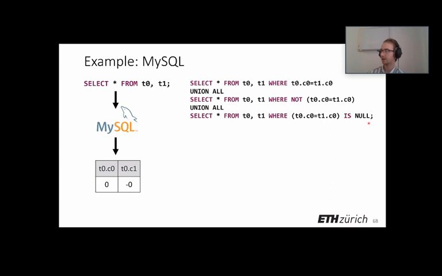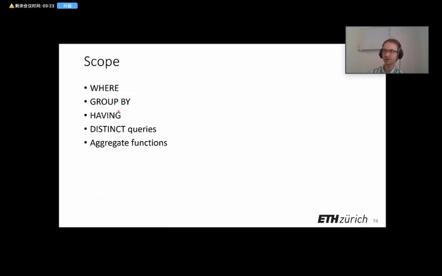So now I demonstrated how this technique works for WHERE clauses, but actually we set off to find bugs in other features such as group by clauses, having clauses, aggregate queries, and so on. So the question is, how can the approach be generalized to also find bugs in these features?